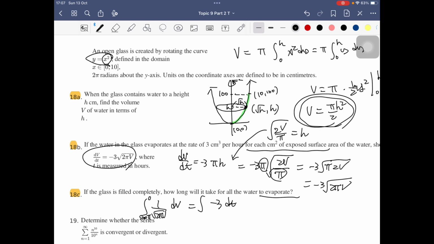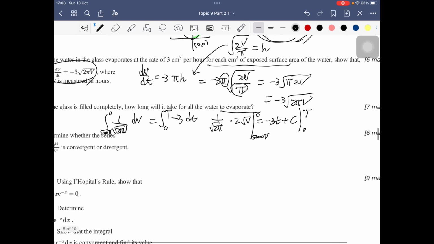Now we need to find the same condition in terms of t. The initial time is 0. The terminal time we don't know because we need to solve it out. How long will it take? On the left side, square root of 2 pi and v to the negative 1 over 2 integrates to v to the 1 over 2, becomes negative 3t plus c. Here 5,000 pi to 0, here 0 to t.